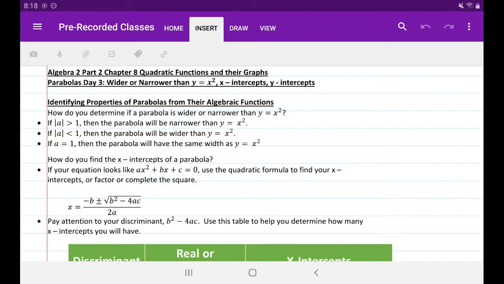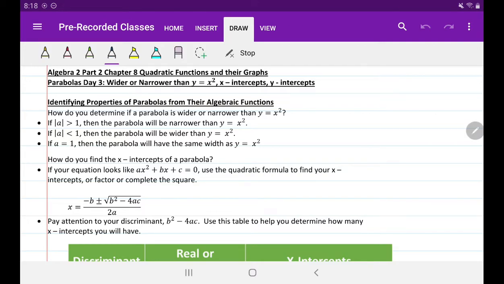So first off, how do you know if a parabola is wider or narrower than y equals x squared? Well, you can look at the coefficient on your a term, which is that first x squared term. If the coefficient, the number in front of x squared, is greater than 1, then the parabola will be narrower than y equals x squared.